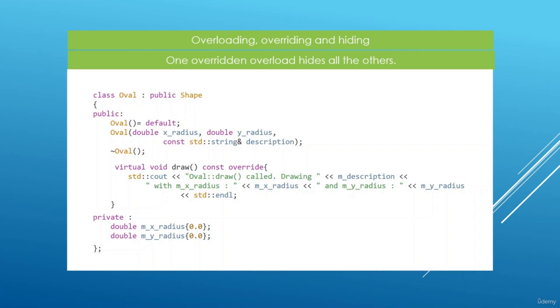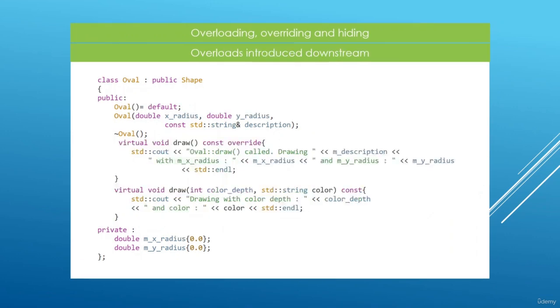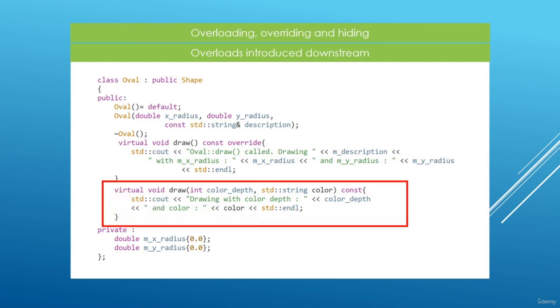Another thing is that if you go down in your inheritance hierarchy and set up another overload, this is not going to be recognized in shape polymorphism because we don't have this method at the shape level in our inheritance hierarchy, and we had a chance to play with this, and you need to really be aware of this.